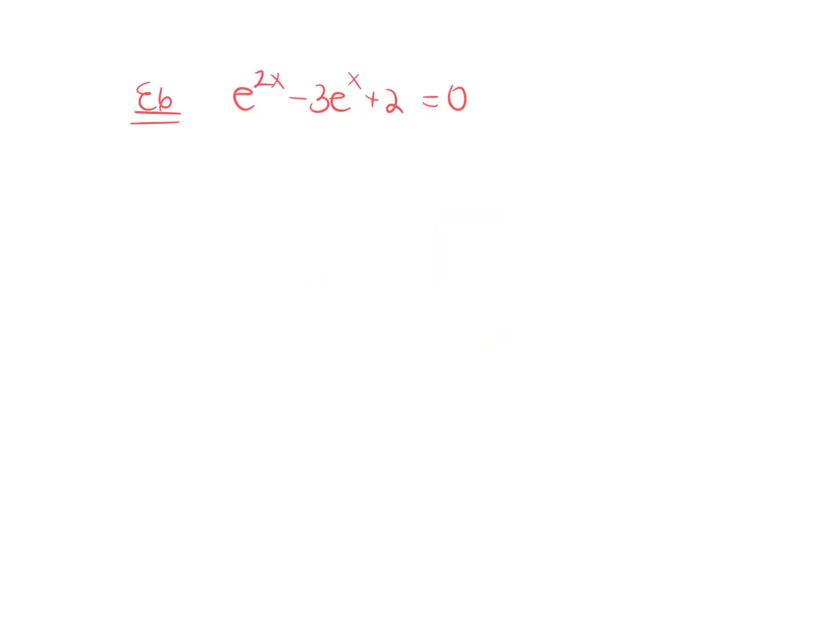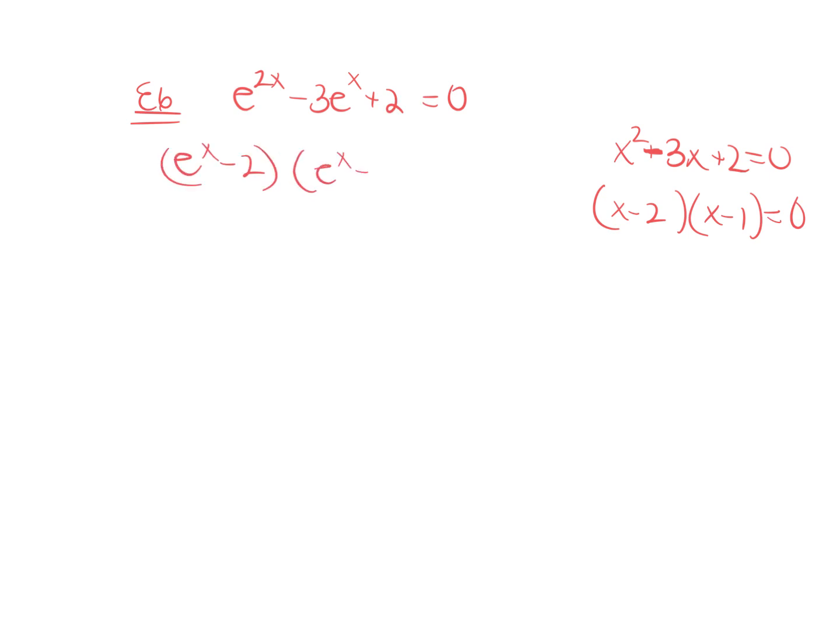All right, this is our final one. We have e to the 2x minus 3e to the x plus 2 equal to 0. This is an exponential function. It is in quadratic form, and what that means to be in quadratic form is it follows this kind of pattern. The x squared minus 3x plus 2 equal to 0. So we factor this just like we would the quadratic, 2 factors of 2 that add up to negative 3, x minus 2, x minus 1. Instead of being x, it'll be e to the x minus 2 and e to the x minus 1.